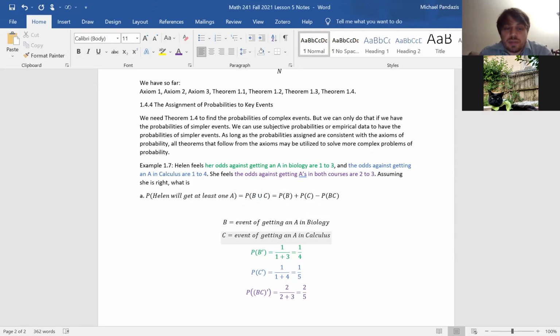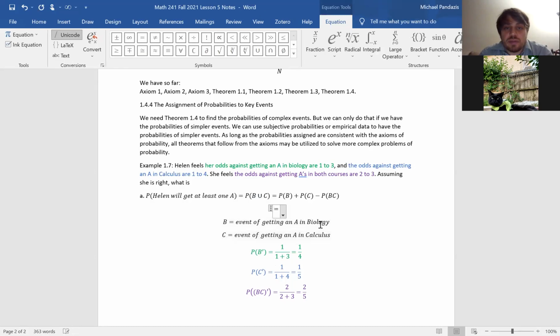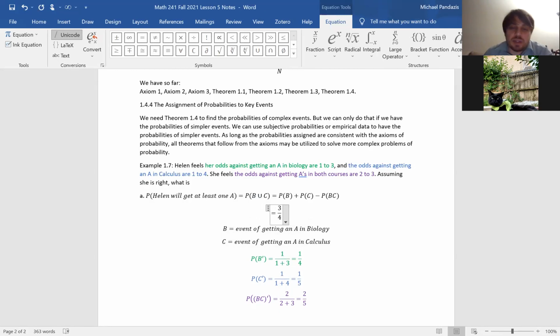So then we ask, what is the probability of B? Well, if the probability of B prime is 1/4, then this is equal to 3/4, right? We have the probability of B prime is 1/4, so the probability of B is 3/4, plus the probability of C prime is 1/5, so the probability of C is 4/5, and then minus the probability of B and C. But the probability of B and C prime is 2/5, so this is 3/5.